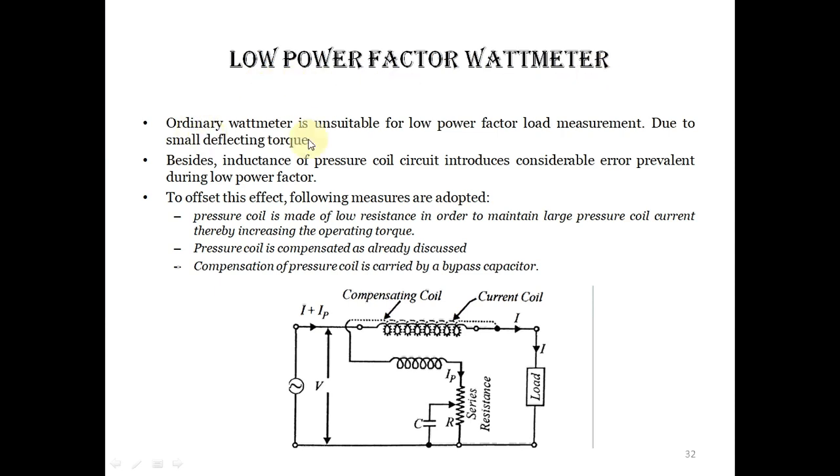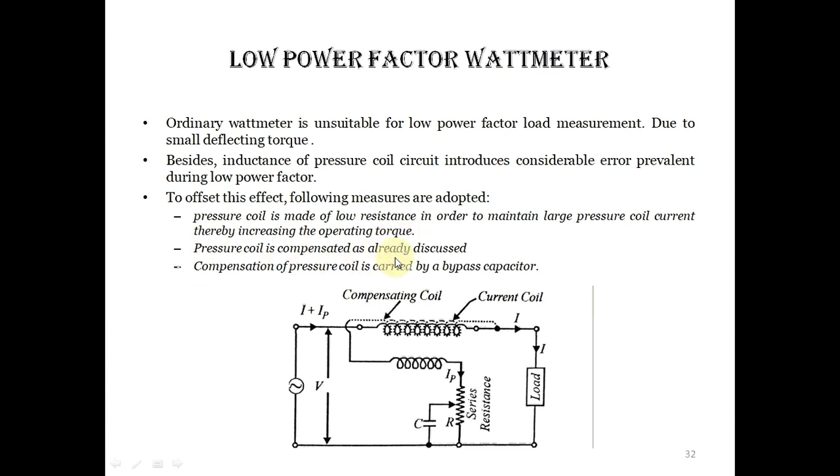Ordinary wattmeter is unsuitable for low power factor load measurement due to small deflecting torque. Besides, inductance of pressure coil circuit introduces considerable error due to low power factor. We have already discussed about it. Now here you can see the compensating coil. Anyway, to offset this effect, following measures are adopted. Pressure coil is made of low resistance in order to maintain large pressure coil current, thereby increasing the operating torque.